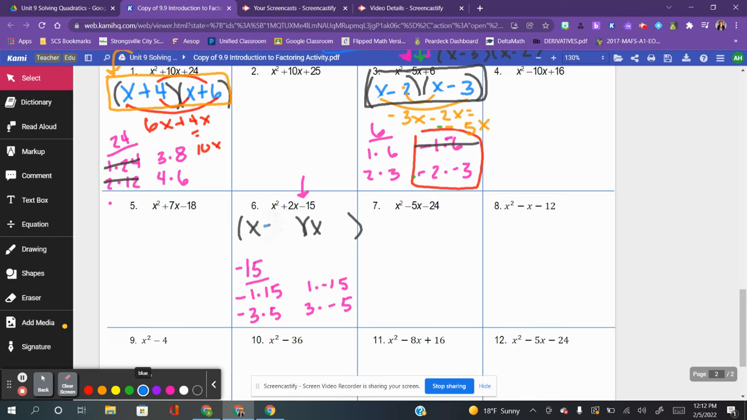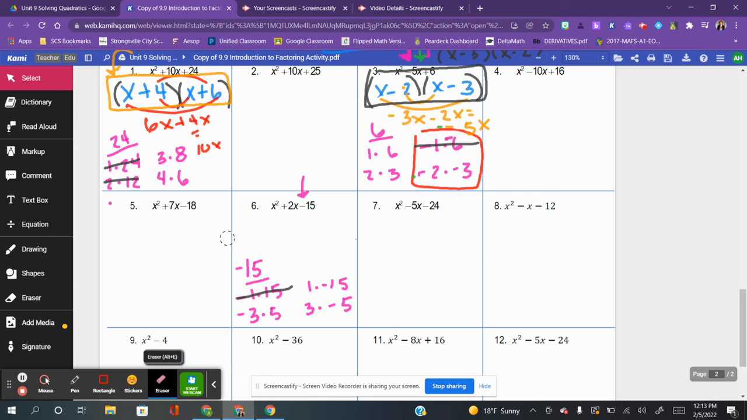I'll try -1 and 15. I'm going to check my outside product, 15x. My inside product, -x, and that adds up to 14x. That's not going to do it for me. And so I'm going to have to try again.